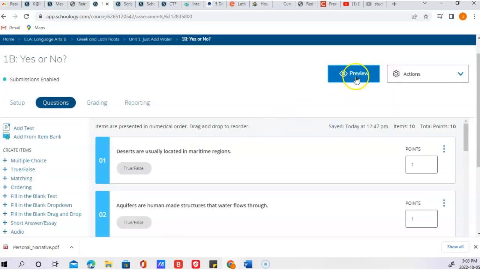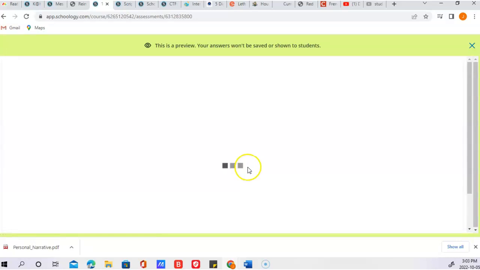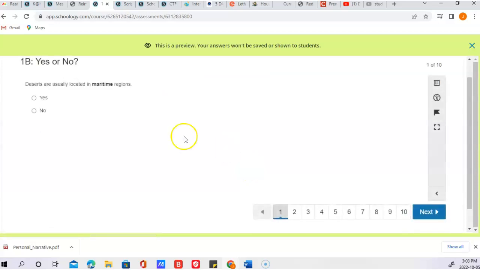1B, again, we'll go to the preview, is the yes or no. So on this one, all you have to do is pick yes or no. Deserts are usually located in maritime regions. So the bold word is always the word that is in our unit that we're studying.